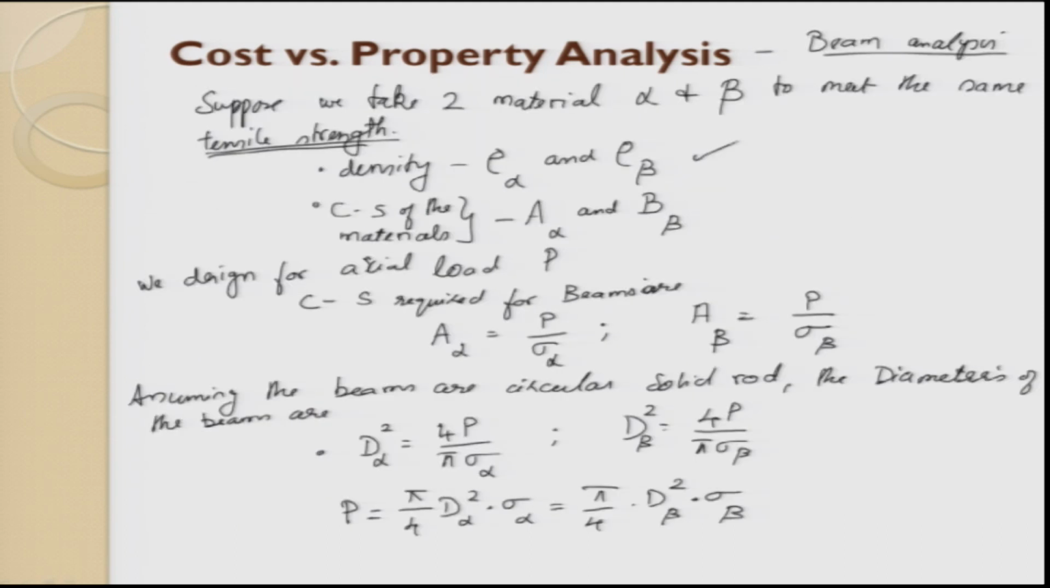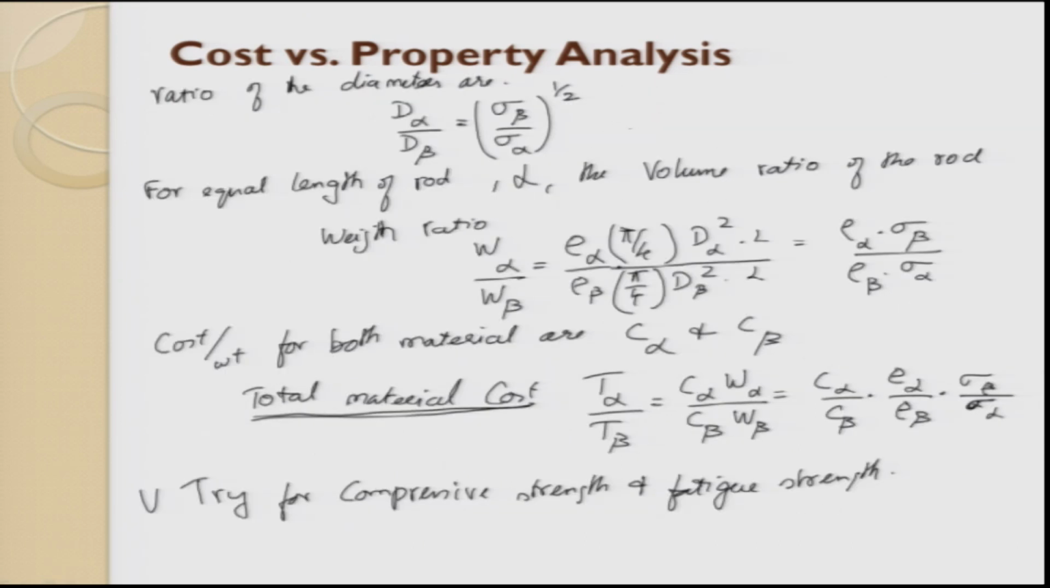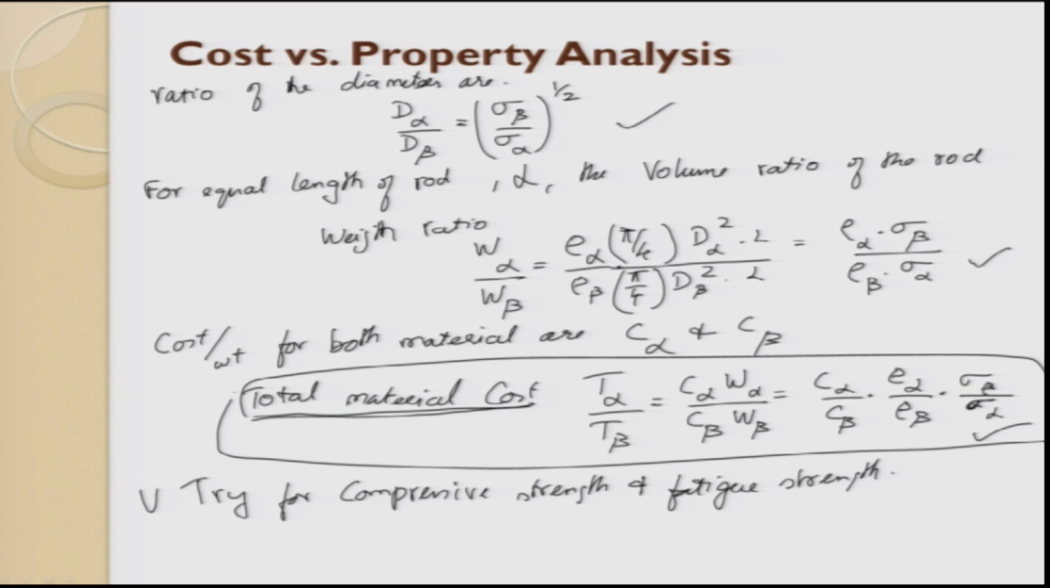In step 1, density, then we found out the area. The cross-section is the same, because when you try to change the material, we always try to take the cross-section area the same, with the diameter the same. From that we find out the load, and from the load we find out the diameter ratio. Then the weight ratio is directly proportional to the cost. We saw the cost. So with this you can find out the total cost for any two given materials. How do you compare?